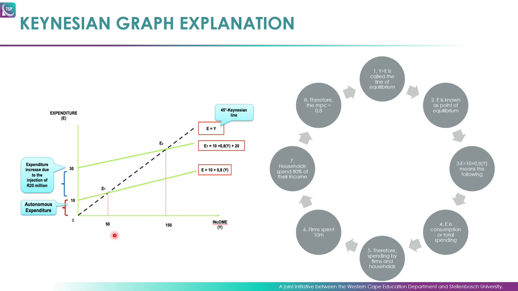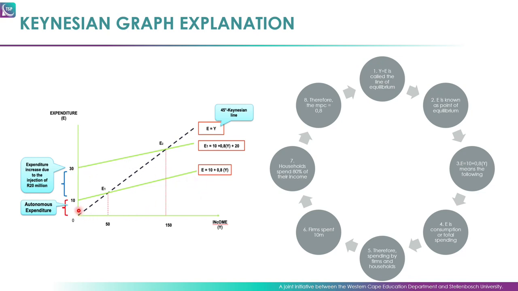Then here is your equilibrium point, where you see E1, the first equilibrium point. Then you have the upper part of the expenditure. It says that expenditure increases due to the injection of 20 million. So there is that 20 million that they are talking about.